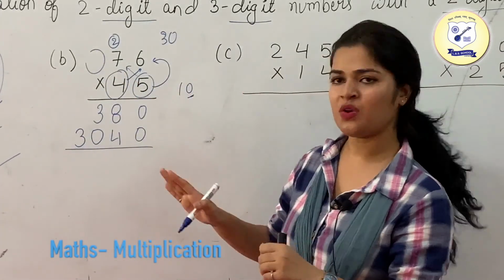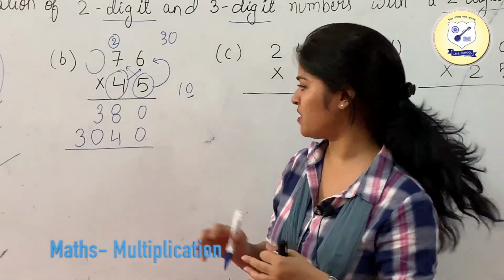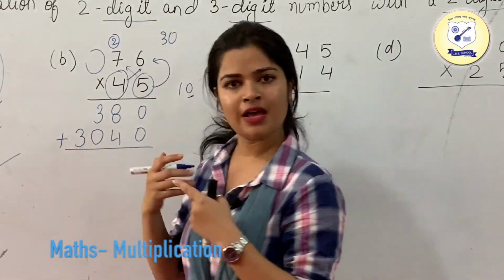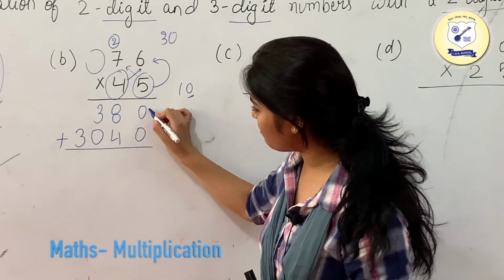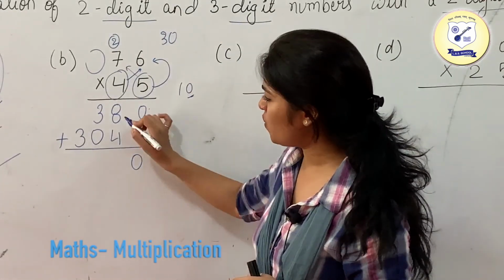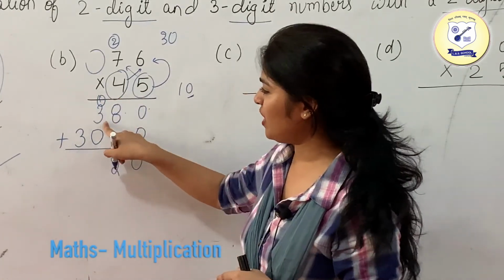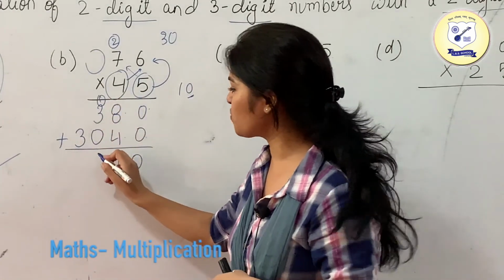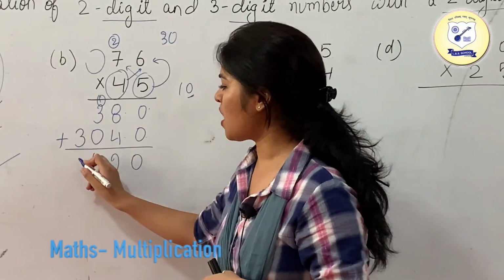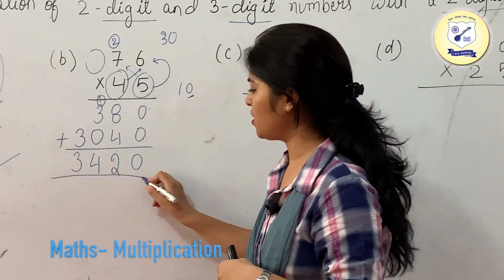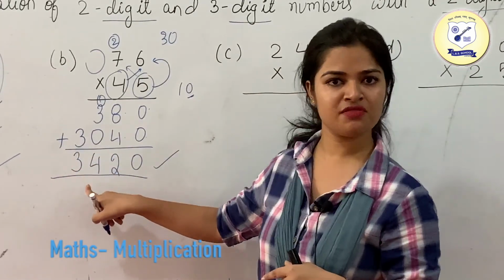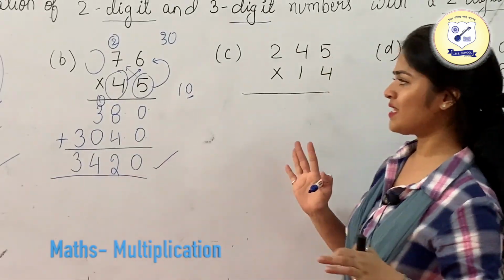Now since we are done with the multiplication by both digits, what we need to do is add the numbers. So it would be 0 plus 0 is 0, 8 plus 0 is 8, 3 plus 4 is 7... so this is your answer, which is 3420. Just keep this thing in your mind.